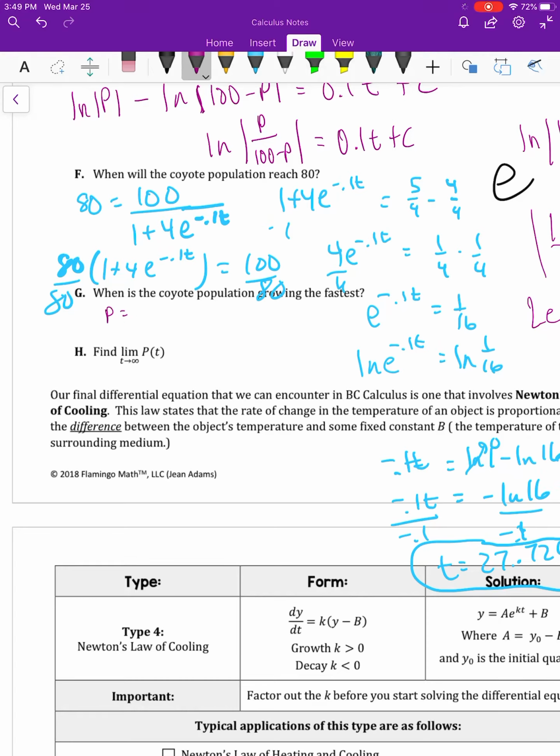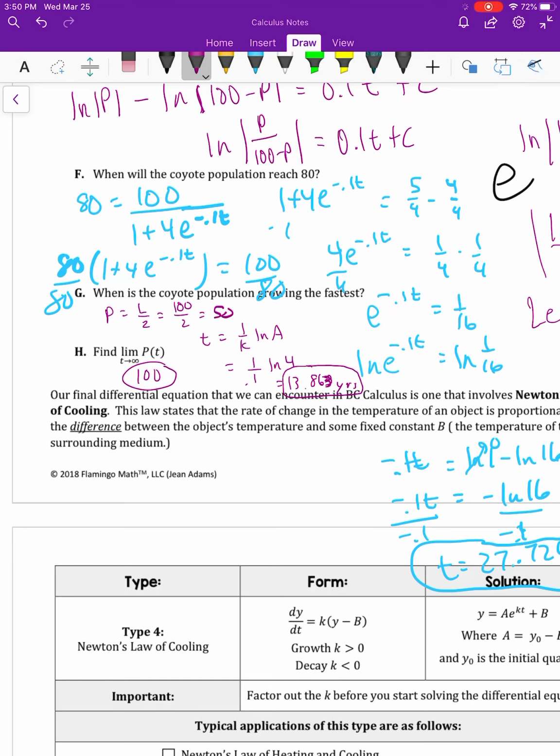So letter G, when is the coyote population growing the fastest? For that, you would say P equals L over 2. So P is equal to 100 over 2, so that would be at P equals 50. And if you wanted the t value, you could say, oh, I know that's 1 over k times the natural log of A. So that would be 1 over 0.1 times the natural log of 4. And that would give you your 13.863 years. And those are the two formulas that we got from above.